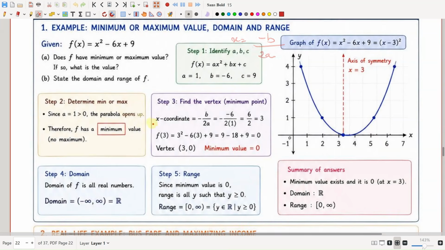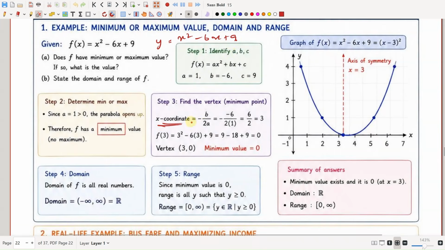So the x coordinate will be minus b by 2a, and minus b is minus of minus 6, divided by 2 into 1. Minus into minus becomes plus, so 6 divided by 2 is equal to 3. Now I have the x coordinate for the minimum point, but I do not have the y coordinate. So f of x is equal to y, right? So y will be x square minus 6x plus 9. I can simply substitute the value x is equal to 3 in this equation.